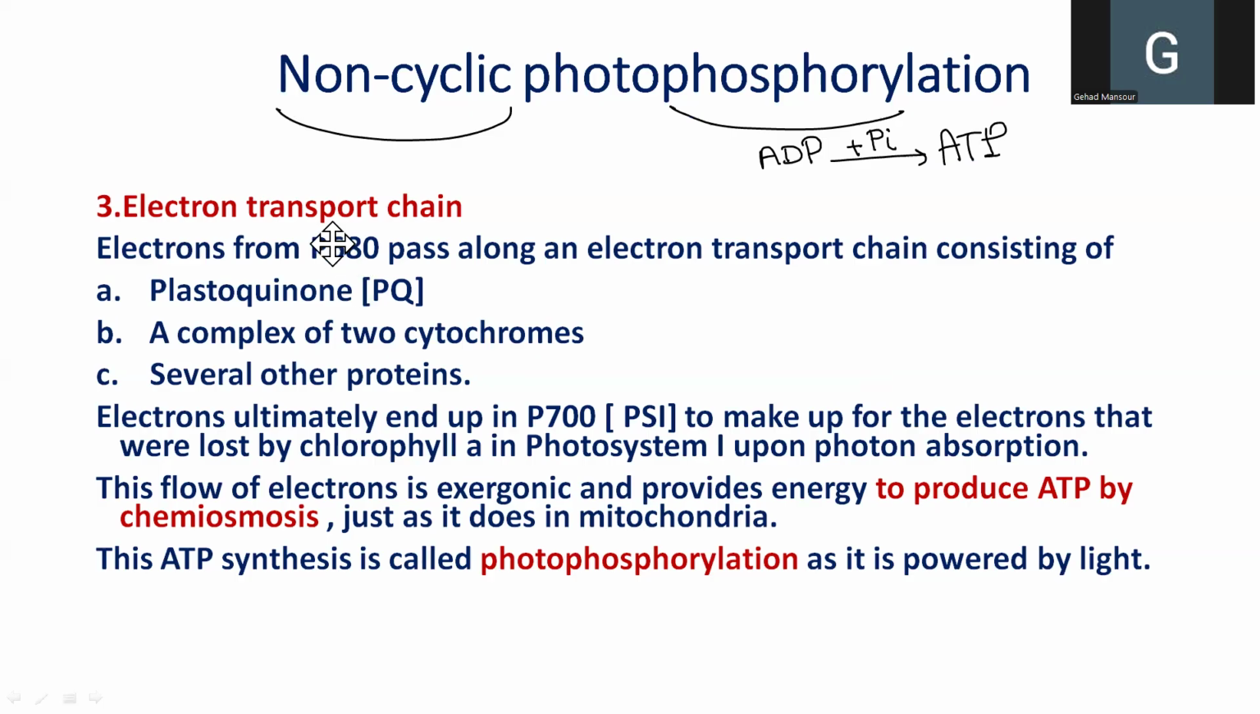In this electron transport chain of non-cyclic photophosphorylation, the electrons that left photosystem 680 will pass along an electron transport chain that will finally form ATP molecules at the end.